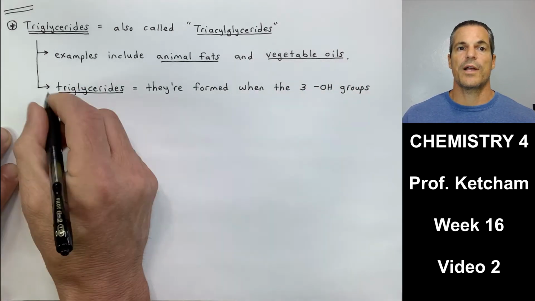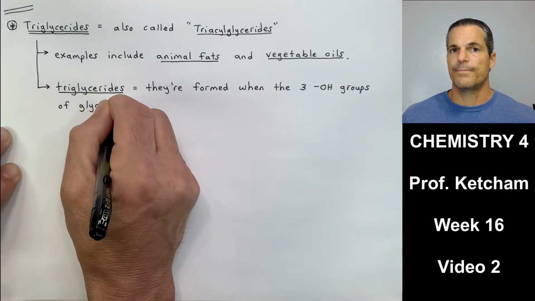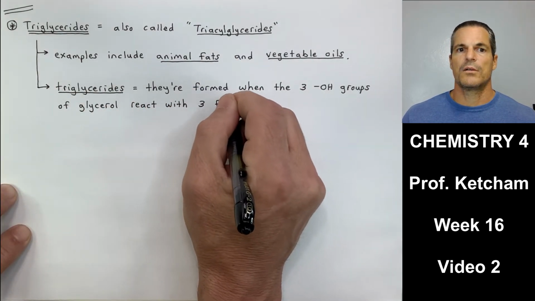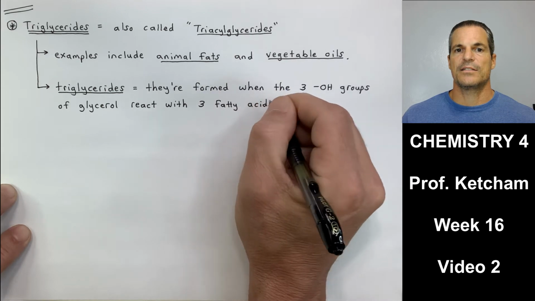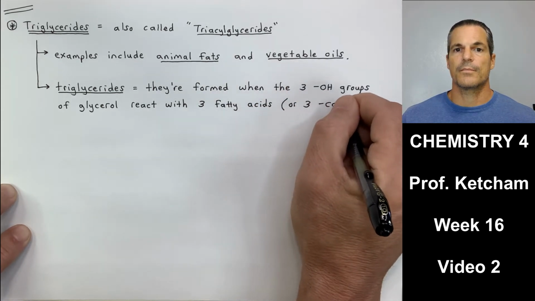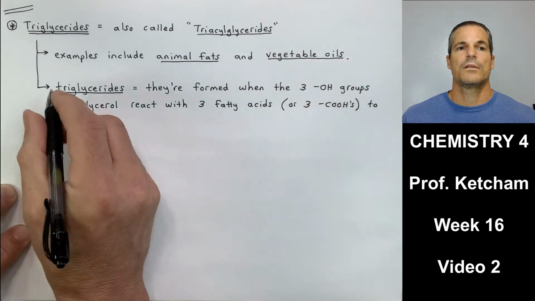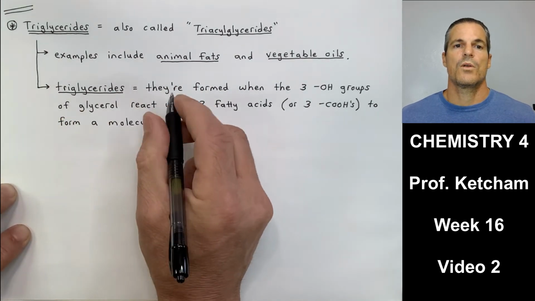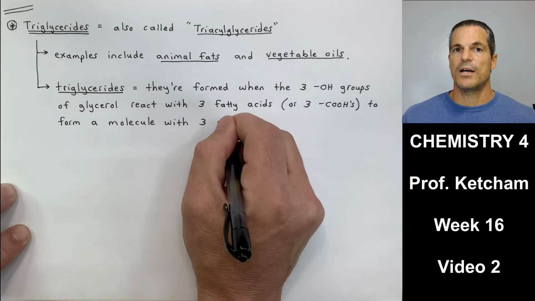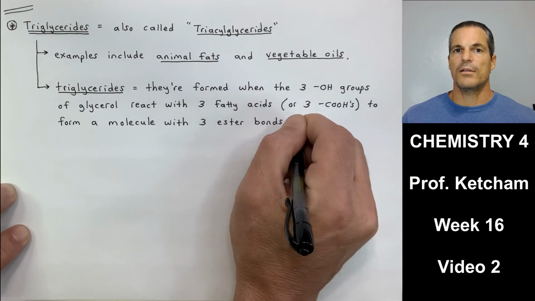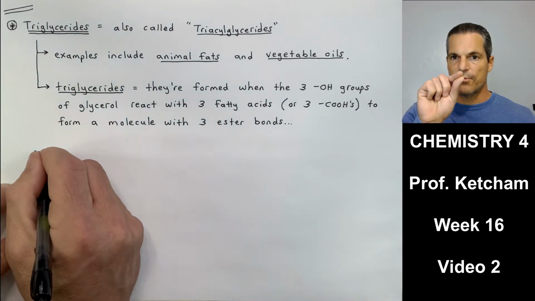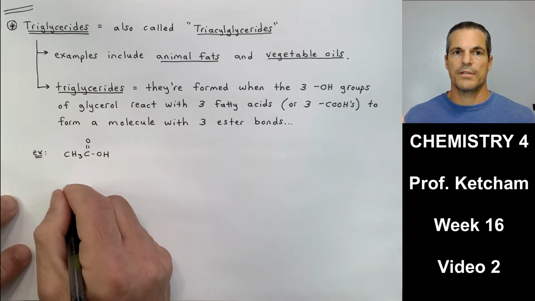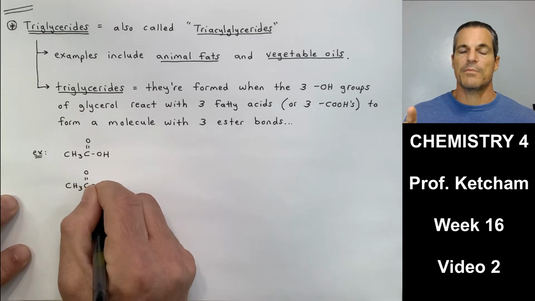Second bullet point, triglycerides. They're formed when the three OH groups of something called glycerol react with three fatty acids or three carboxylic acids to form a molecule with three ester bonds in it. Glycerol is simply three carbons with an OH on all three carbons. Okay, I'm going to draw that as my fourth molecule.